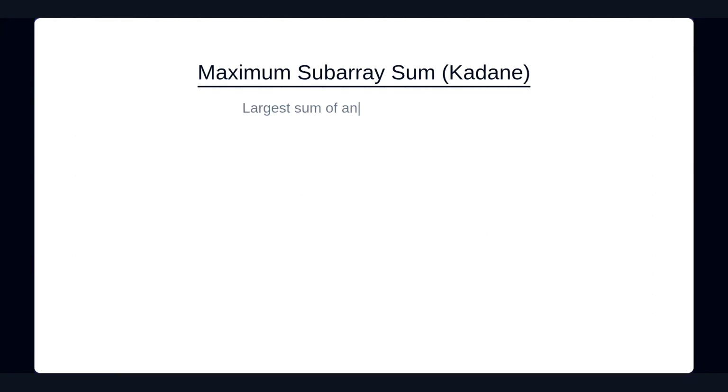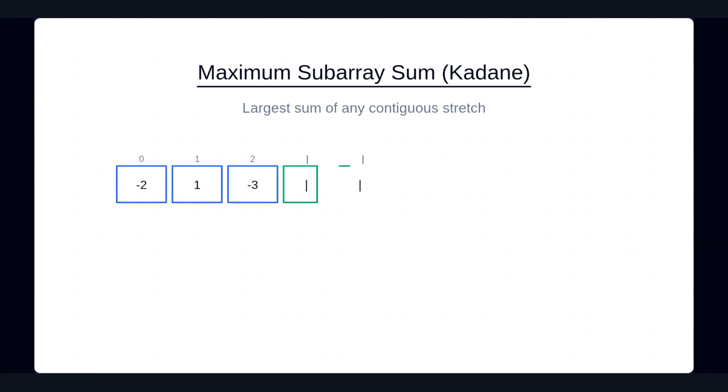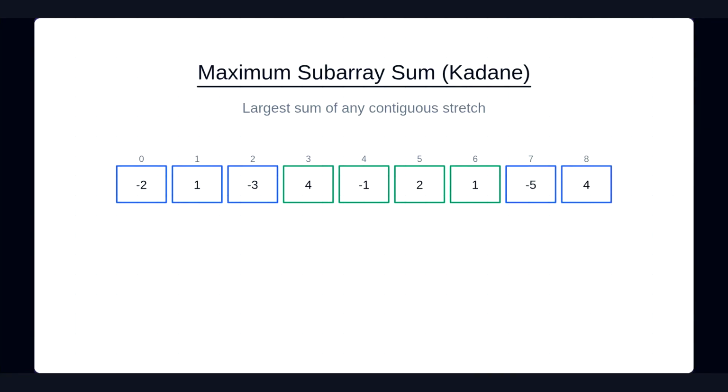We are given a list that mixes positive and negative numbers, and we want the largest sum from any contiguous stretch of it. In this list, the best stretch is 4, minus 1, 2, 1, which adds to 6. The numbers can dip negative in the middle, so the trick is knowing when to keep a stretch and when to start fresh.